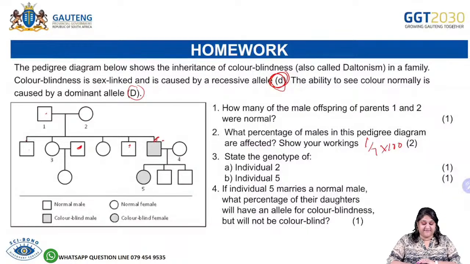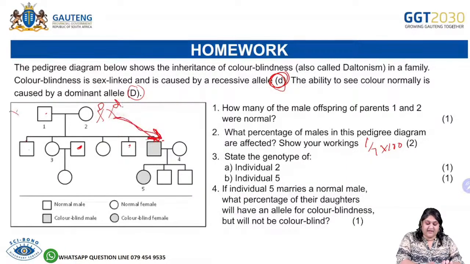State the genotype of individual 2. So we go to individual 2. What is individual 2? It's a normal vision female. So what would be the genotype for a normal vision female? Okay, it would be normal vision. However, they have a child that is colorblind, therefore they must have the colorblind gene. You see that? They have a child who is colorblind, so he must have gotten the allele from the mother, because the father does not have it, and the father is going to pass the Y chromosome to the son.